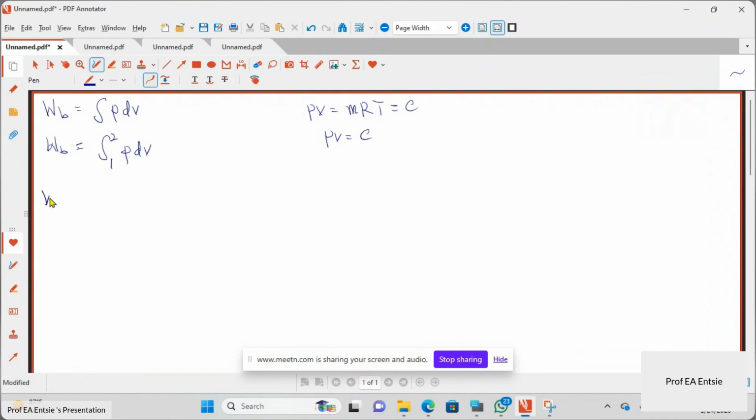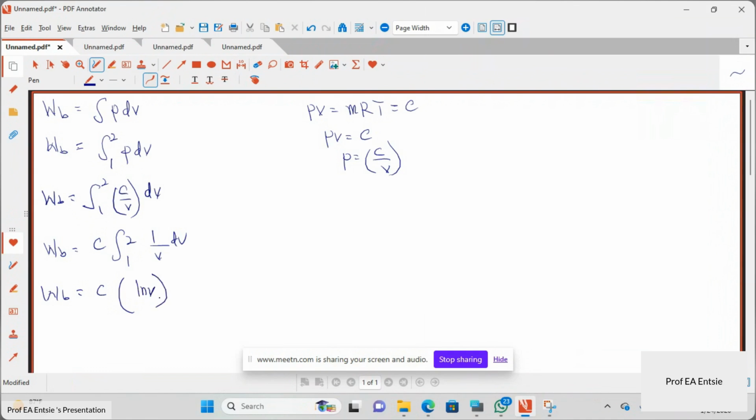So with this, the boundary work done will be the integral from 1 to 2 of P dV. If you make P the subject, you get C over V, so I'll put C over V here, dV. But since C is a constant, I'll pull it out of the integral from 1 to 2. That will leave 1 over V dV. So you are not doing thermodynamics again, it's mathematics, right? So the boundary work done will be C, then if you integrate 1 over V with respect to V, you get ln V. Then you apply your limits of integration on it.